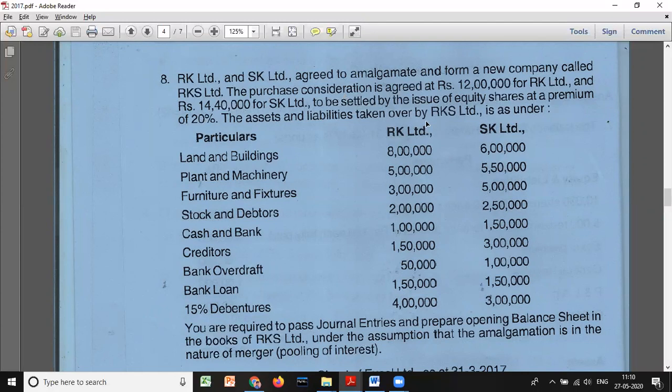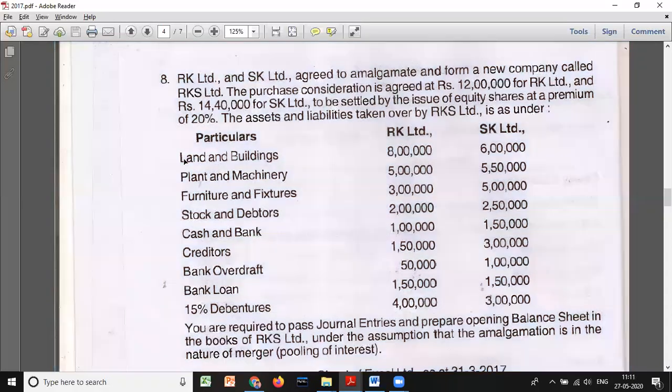Look here, they have not given a balance sheet, they have given only items, particulars RK and SK. Land and building 8 lakh, 6 lakh; plant and machinery 5 lakh, 5 lakh 50. Land and building is a non-current asset, plant and machinery is a non-current asset, furniture and fixture 3 lakh, 5 lakh, also a non-current asset. Stock and debtors are current assets, 2 lakh, 2 lakh 50,000; cash and bank 1 lakh, 1 lakh 50,000, current assets. These are all assets. Next we'll go to liabilities.